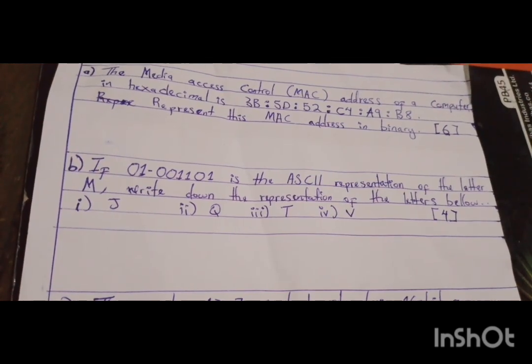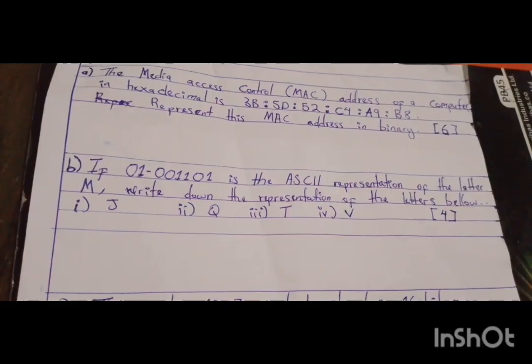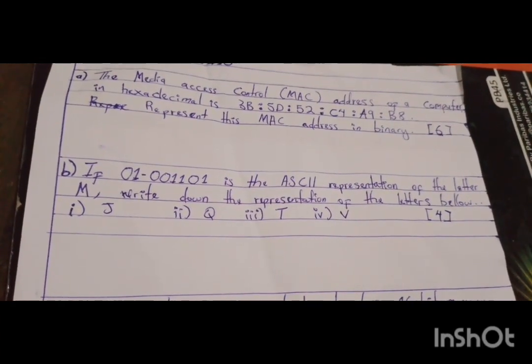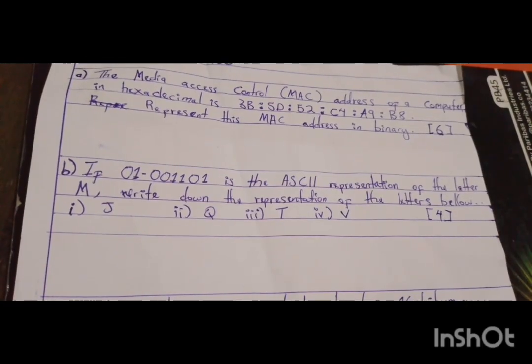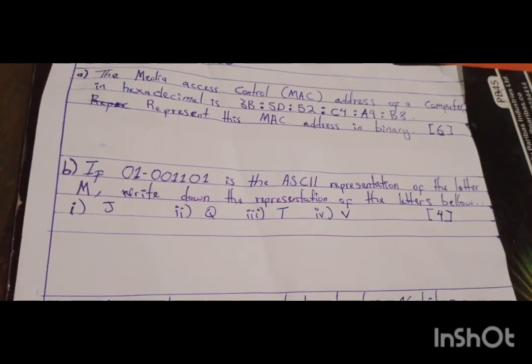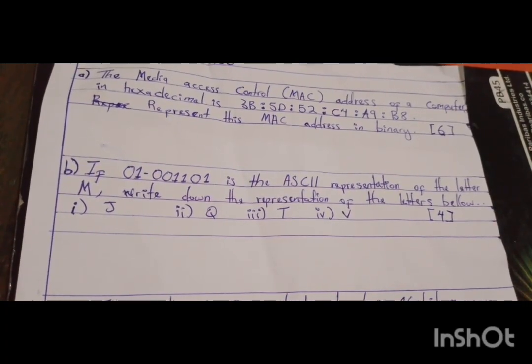I think 2 for each question. Okay, oh, is it 2 for each question? 1 for each question. Okay, 1 for each question. So in that case, let's first identify something. Something that we have here is the code, the number, which is 01001101. So this number is in ASCII.